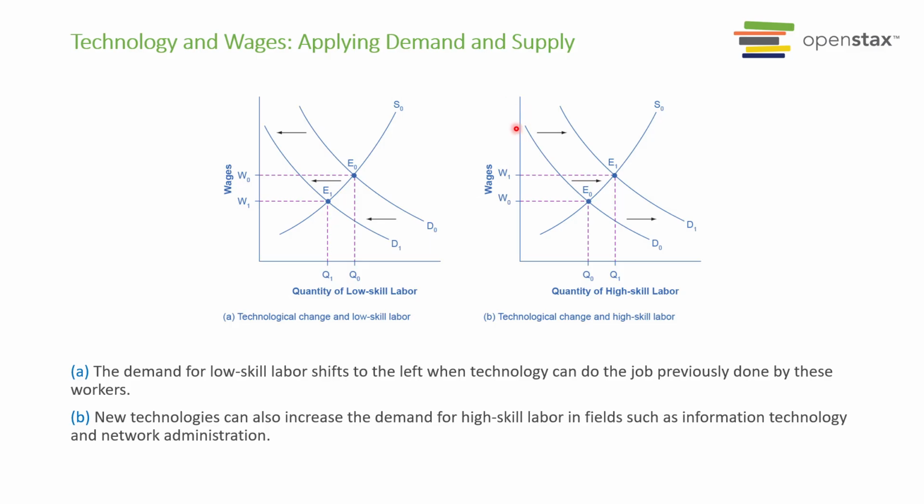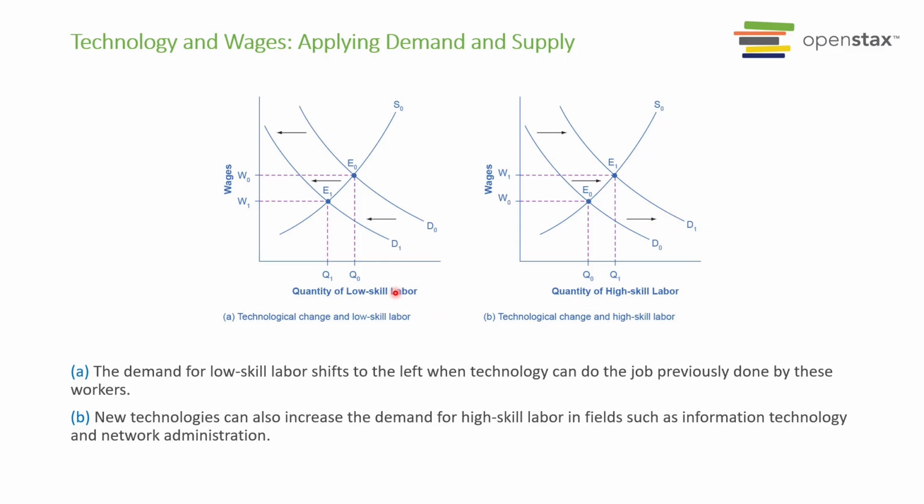So here, technology is one of these things that's going to shift the demand curve for high-skilled labor to the right. And why? Because usually high-skilled labor is the type of labor whose productivity is increased when there are technological innovations. Think of a computer scientist, a manager, or an accountant who now have newer technologies that make them more productive, and that's going to increase the demand for that type of labor.